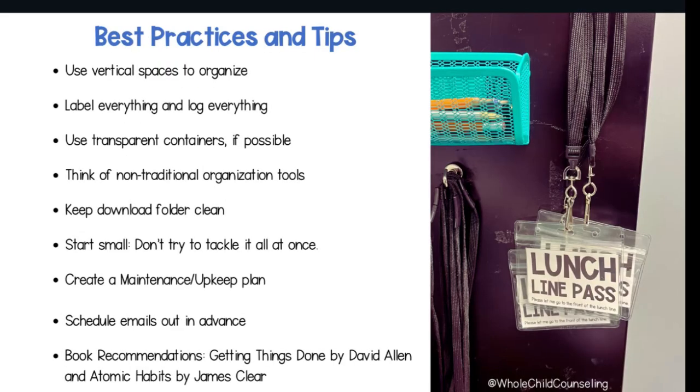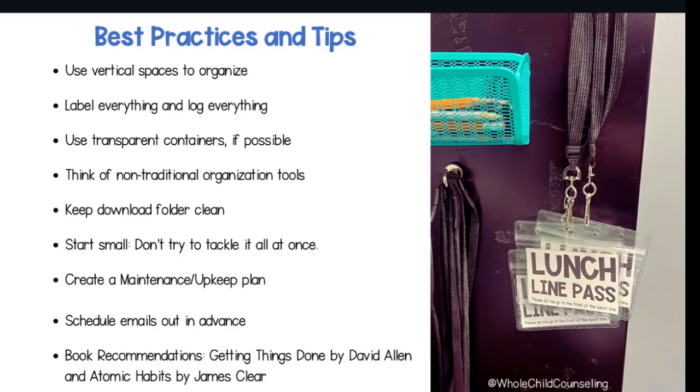A few more best practices and tips before we wrap up: consider using vertical spaces to organize. This is like a really tall metal filing cabinet. So I used a magnetic pencil holder, and I used little magnet hooks to hang my lunch line passes. You can also get those on the Lunch Bunch blog for free.